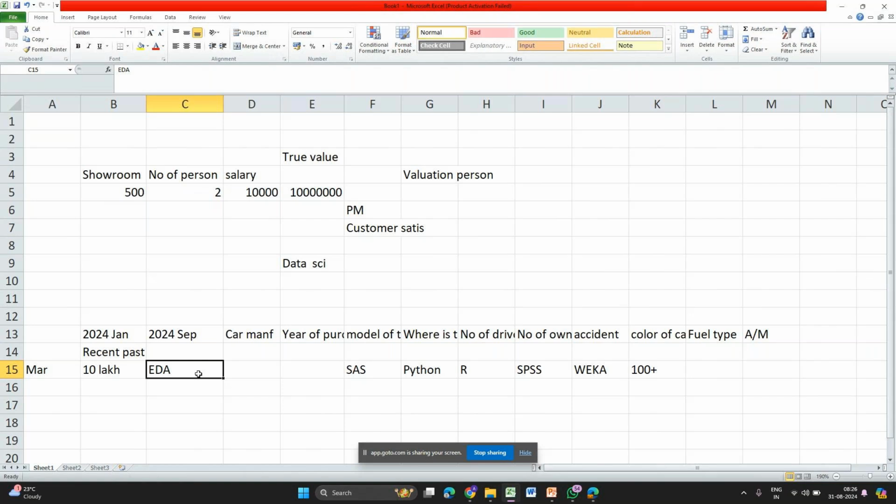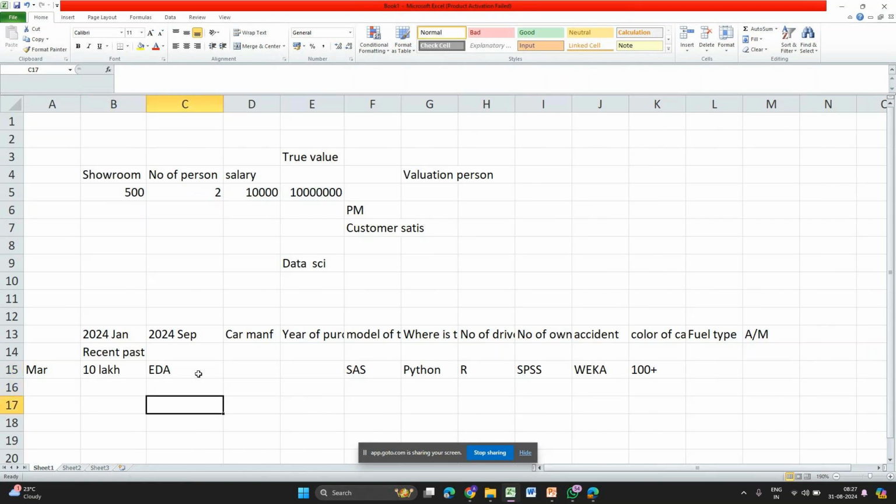If the car is coming from the Tata manufacturer, if it's an Alto and 2 years old, just pay 8 lakhs. If it's a diesel, and if it's a Tata Indigo, then sorry, Tiago, and if it's a brand new car, 2 months old, then pay this much. So these patterns you can identify with the help of EDA.